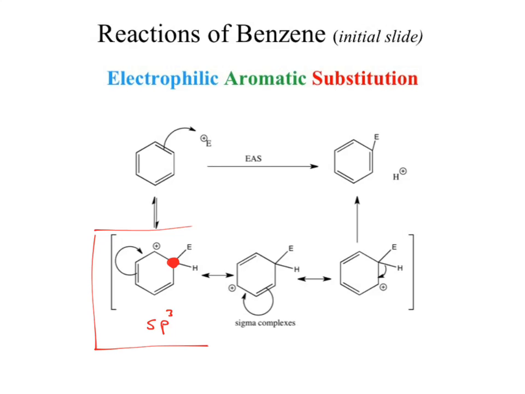We can take the electrons away from the hydrogen. So if we go to that last structure, we can take the electrons away from the hydrogen and form our pi bond. Ta-da! There's our aromatic compound. Fantastic. We've restored aromaticity and we've done the substitution. What's the other way?